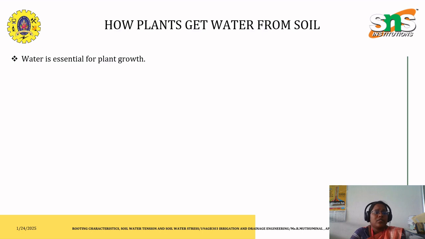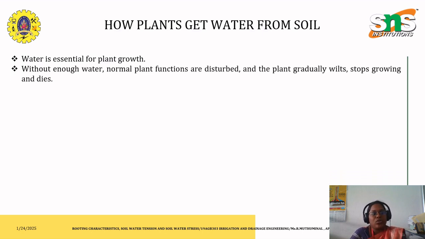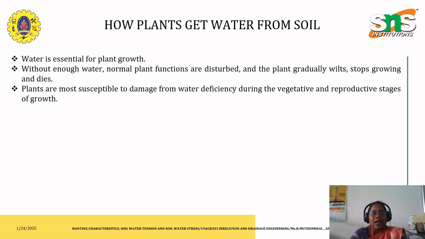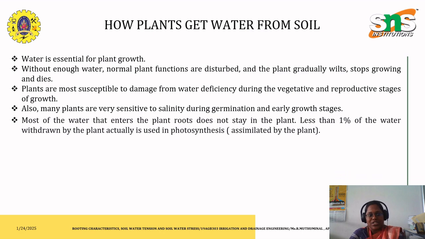We do know that water is essential for plant growth, and also that without enough water, normal plant functions are disturbed and the plant gradually wilts, stops growing, and obviously dies. Plants are most susceptible to damage from water deficiency during the vegetative and reproductive stages of growth, and many plants are also very sensitive to salinity during germination and general growth stages.